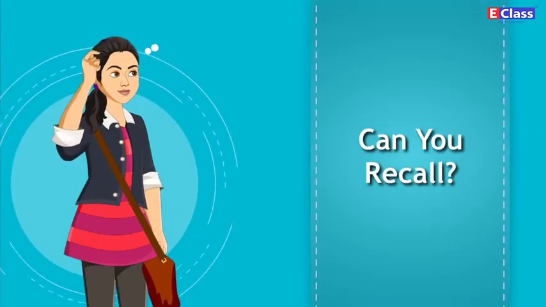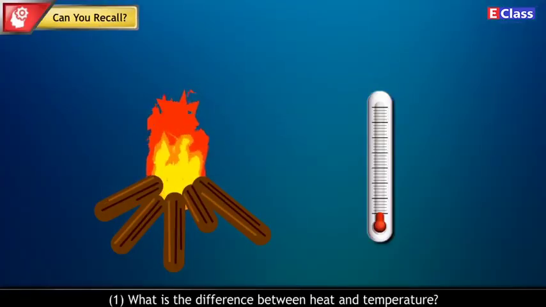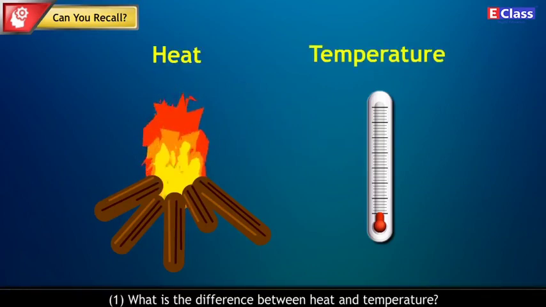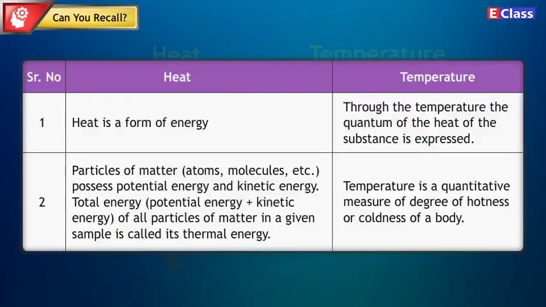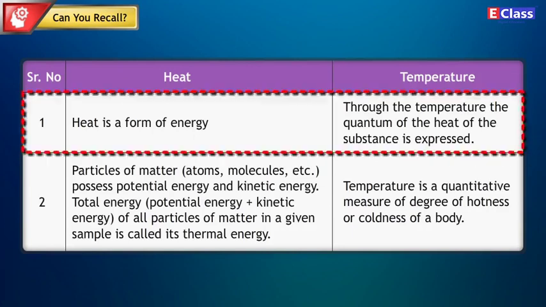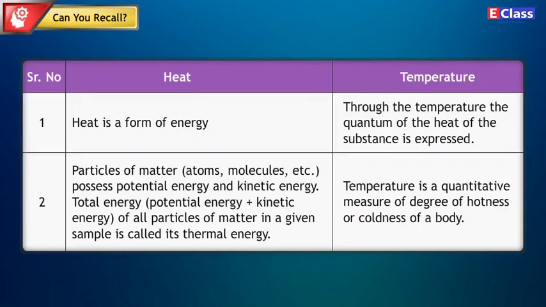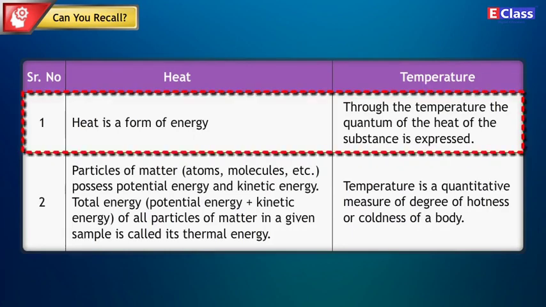Can you recall what is the difference between heat and temperature? Answer. 1. Heat. Heat is a form of energy. Temperature. Through the temperature, the quantum of the heat of the substance is expressed.